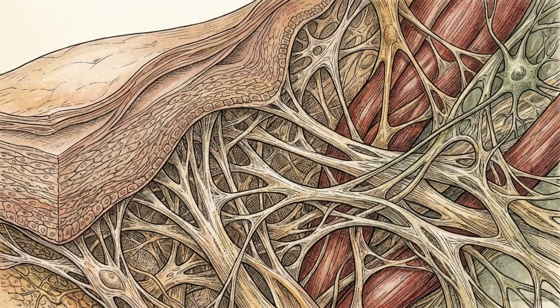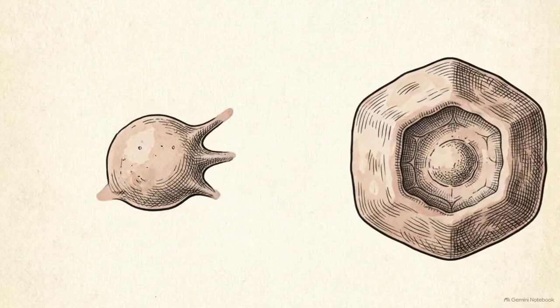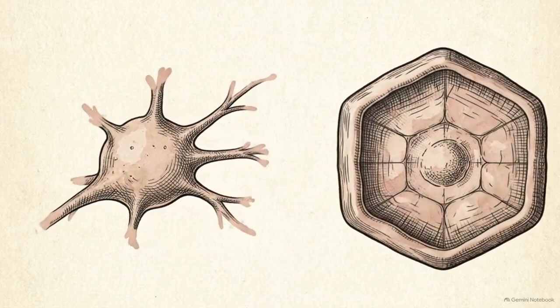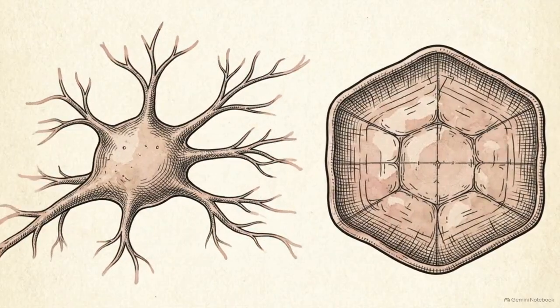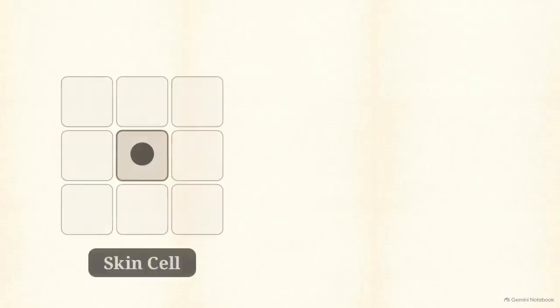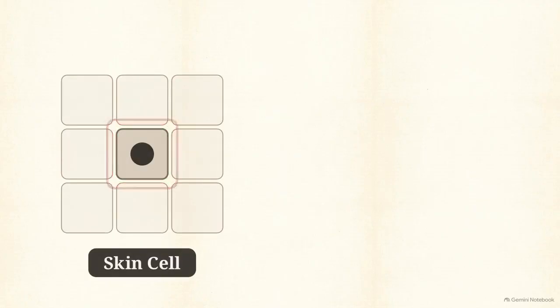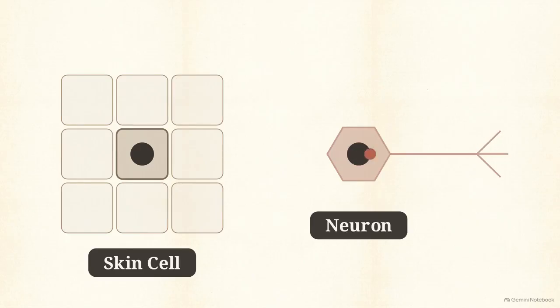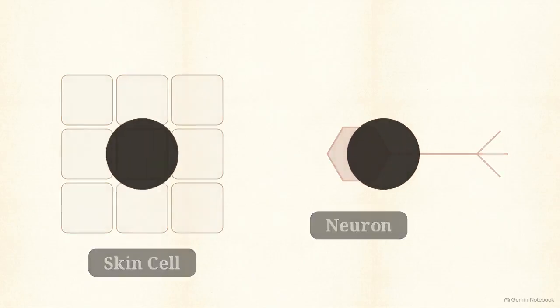If you look closely at the tissues making up the human body, the physical variation is staggering. Consider a flat, tightly packed skin cell meant to form a barrier, compared to a brain neuron stretching out a vast network of delicate connections. The skin cell is constantly regenerating and producing keratin to armor the body. The neuron, meanwhile, generates electrical impulses and builds complex synapses to process information.